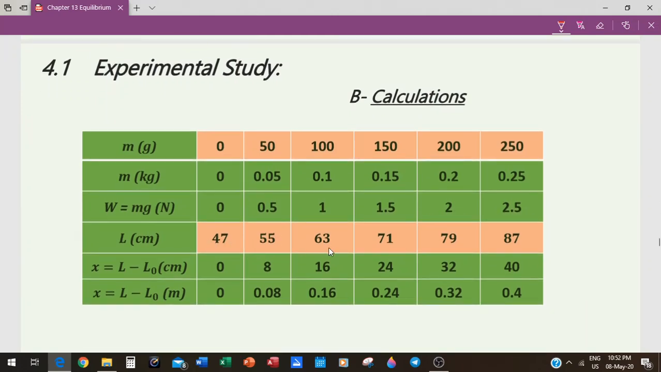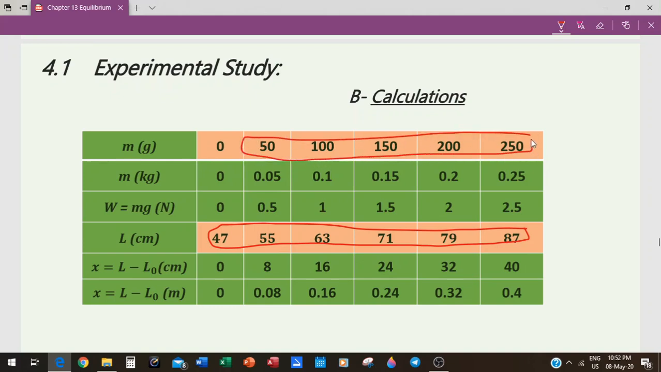L, the length of the spring, first when it is 0, L0 is 47. Then by the ruler, we record these values here. These values increase as we increase the masses. So the spring will elongate, and this elongation is due to the addition of masses.